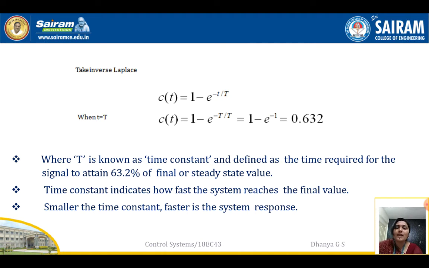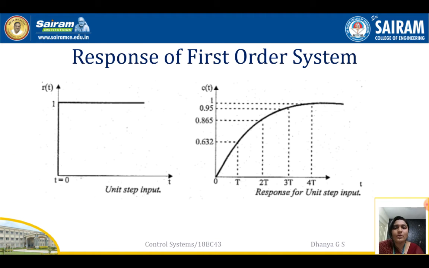Time constant indicates how fast the system reaches the final value. Smaller the time constant, faster the step response. I hope you understood the first order system. Now we'll move on to the second order system.